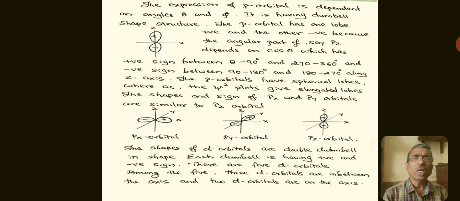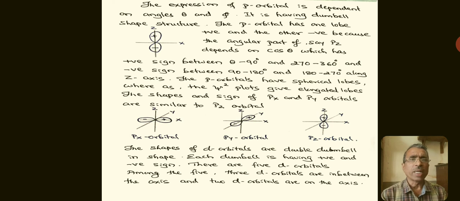I repeat, the cos theta has positive sign between theta 0 to 90 degree and 270 to 360 degree, and negative sign between 90 to 180 degree and 180 to 270 degree along the z-axis.